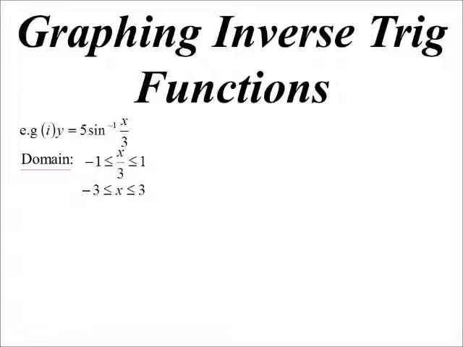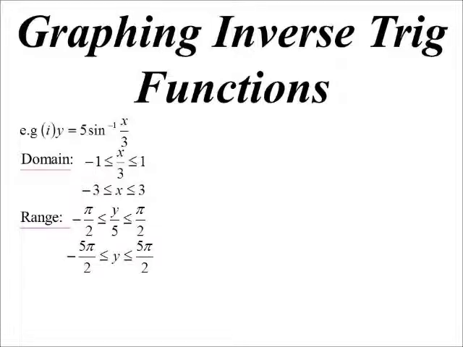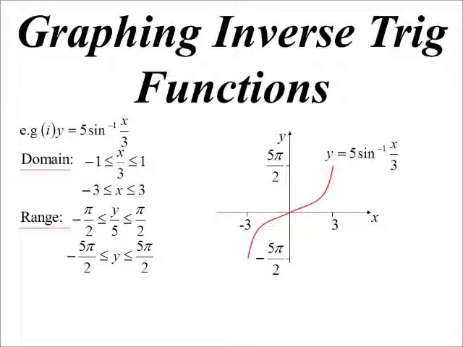Now with the range, I need to group this coefficient with the y. So I do a similar thing, but instead of y being in between minus pi on 2 and pi on 2, it'll be y on 5 is in between. And so then we get our range, minus 5 pi on 2 to 5 pi on 2. Now we can draw our inverse sine graph. Basically, I can draw exactly the same graph as I drew before, just change the numbers on the axes. Whoop, there it is. Y equals 5 times the inverse sine of x on 3.